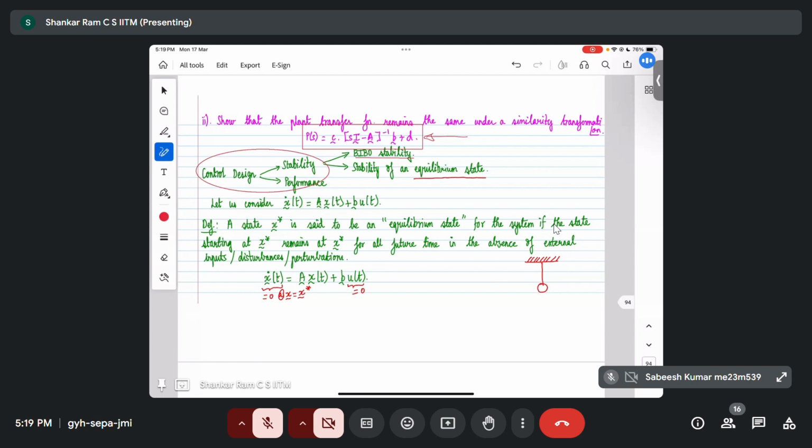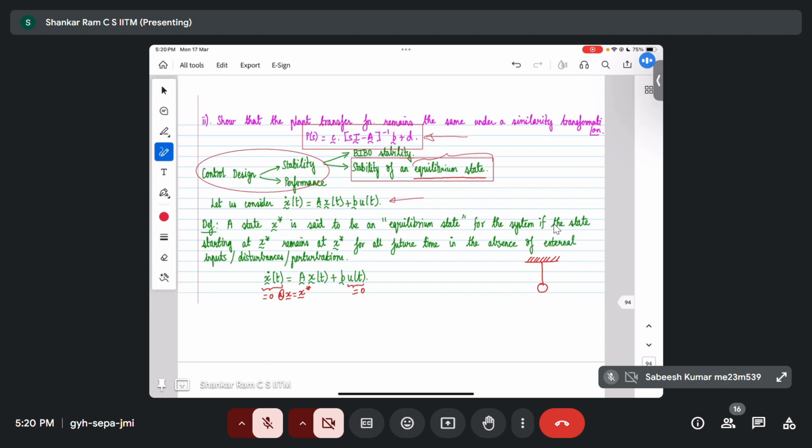Now, with the state space representation, we have another notion of stability, what is called the stability of an equilibrium state. So for that, first we need to understand what is an equilibrium state, and then we look at the notion of stability of an equilibrium state. So we are dealing with the state space representation. Let's say we consider the state equation, which is x dot equals Ax plus Bu.